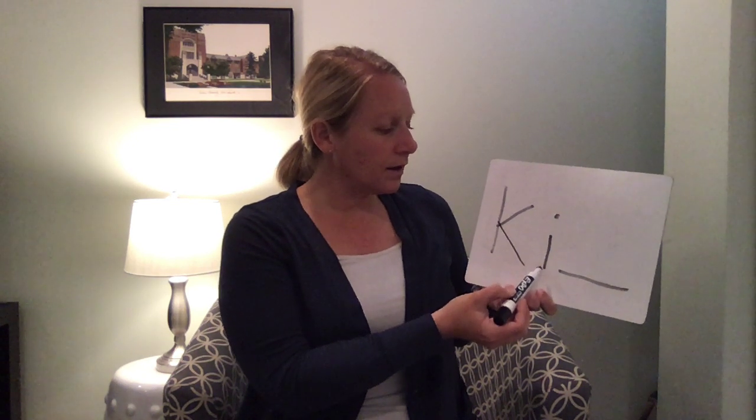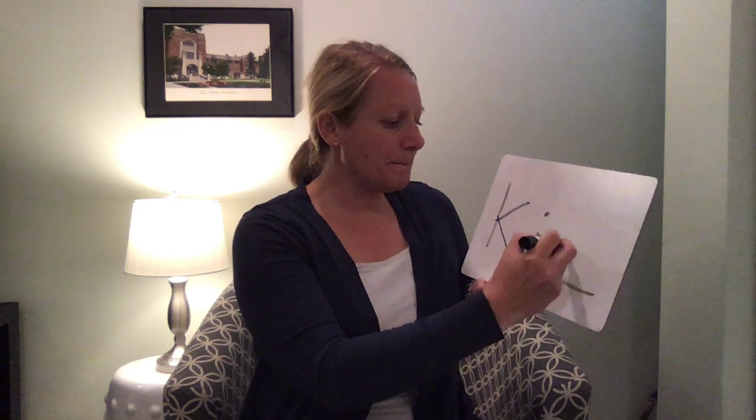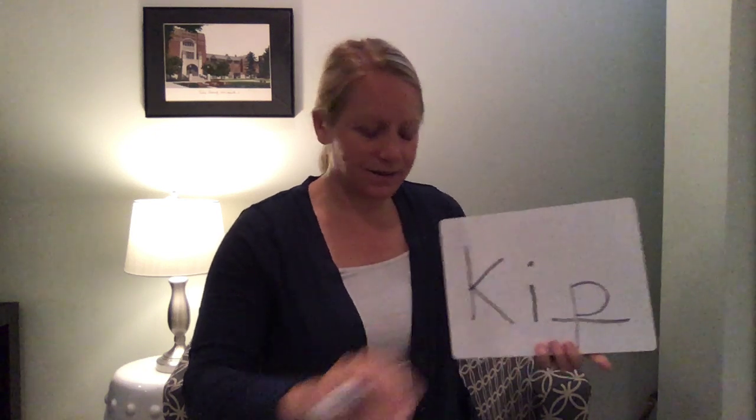K. I. Notice how I used a K? Because there's an I sound next for letter I. K. I. P. Which letter makes the P sound? P. Pan. P. For the word kip. Check your kip with my kip. You got it. Kip. Let's do our last one.